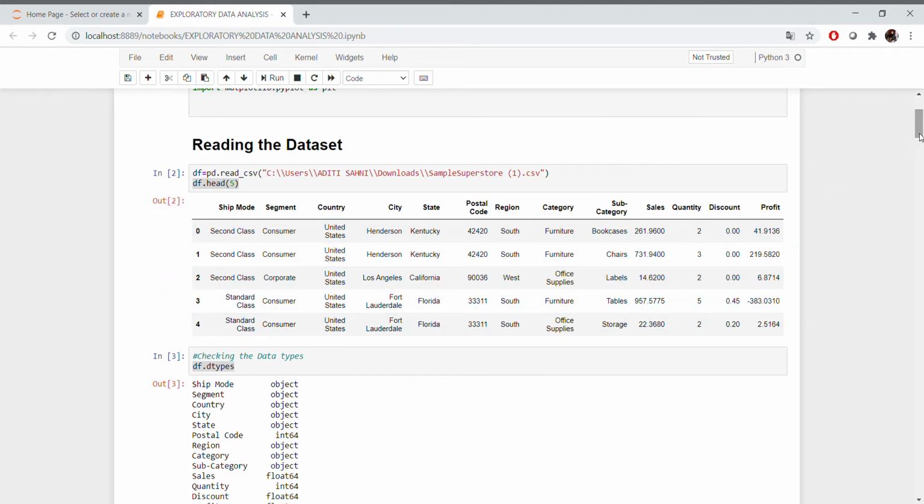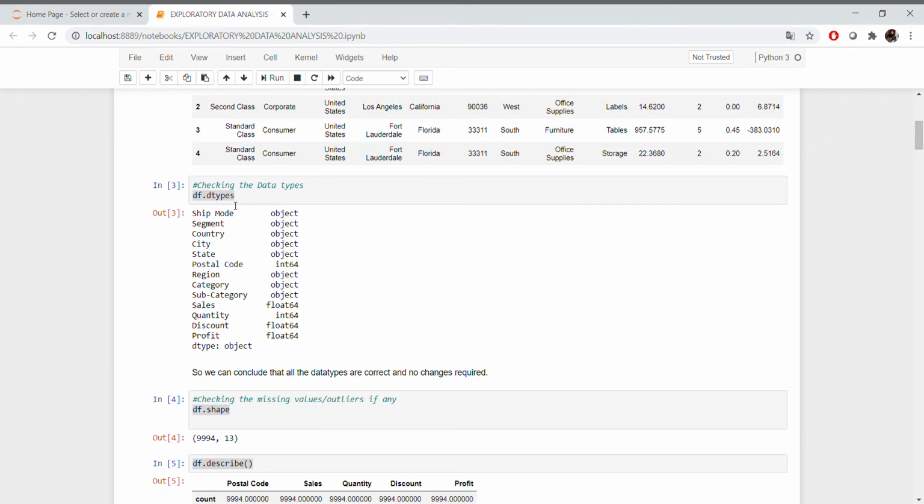Then df.dtypes. From these dtypes, we can see that ship mode, segment, country are all categorical values, and sales, quantity, discount are all continuous variables. So we can conclude that all the data types are correct and no changes are required.